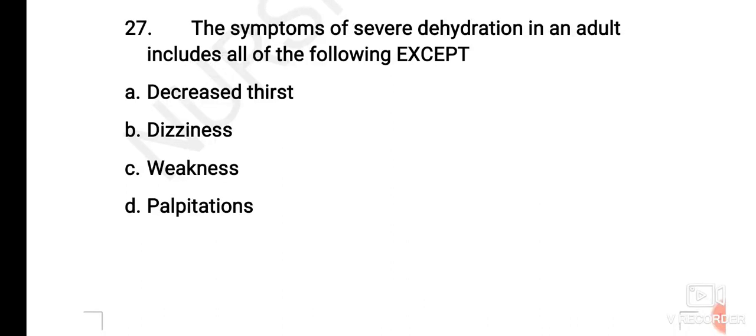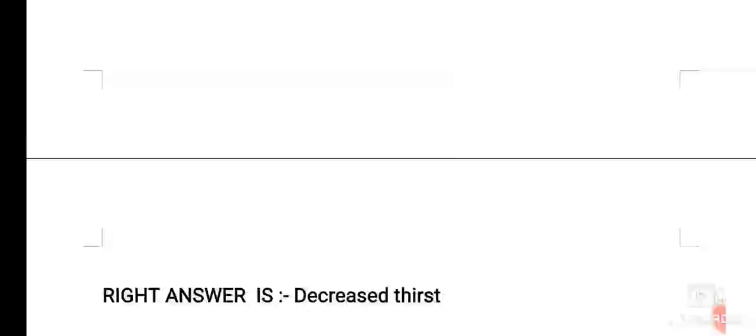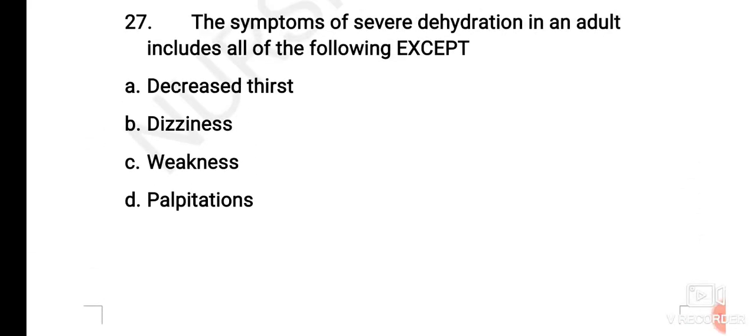Next question. The symptoms of severe dehydration in an adult include all of the following except: decreased thirst, dizziness, weakness, or palpitations. So, the correct answer: decreased thirst, because in dehydration, the body demands more water.